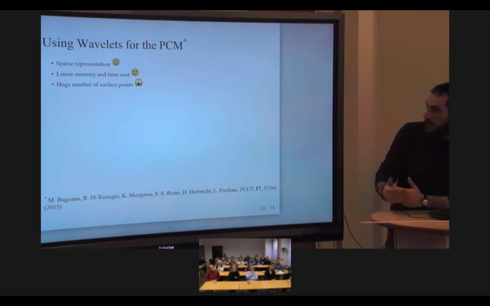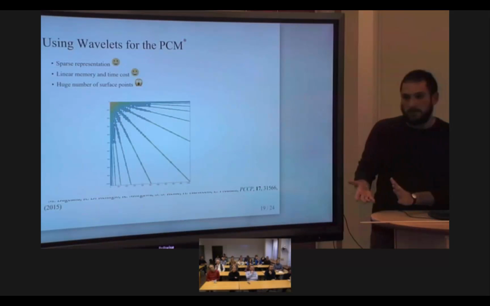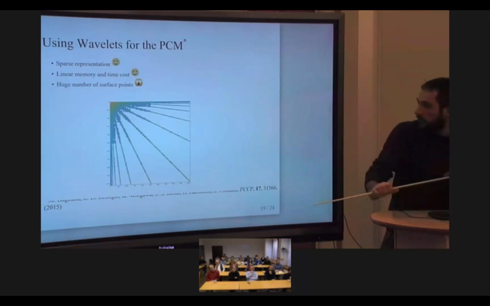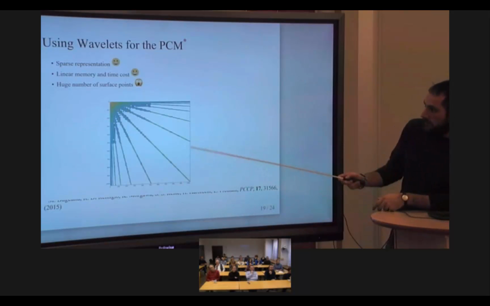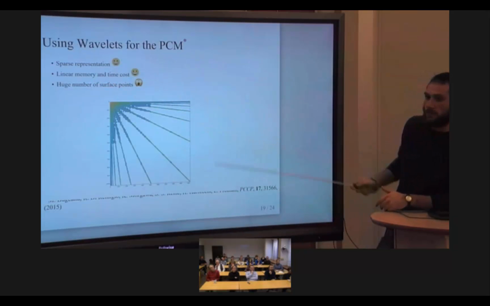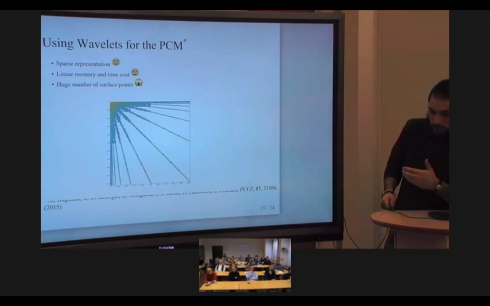While when using wavelets, you automatically get a sparse representation. So you get a system matrix that has lots of zeros and really few entries that are non-zero. And you can prove that this type of representation for the operators needed for the PCM is a linear memory code. It can be stored in memory and is linearly proportional to the number of finite elements you put on the cavity. And of course, then you can use all sparse matrix technology to solve the system equations in linear time.